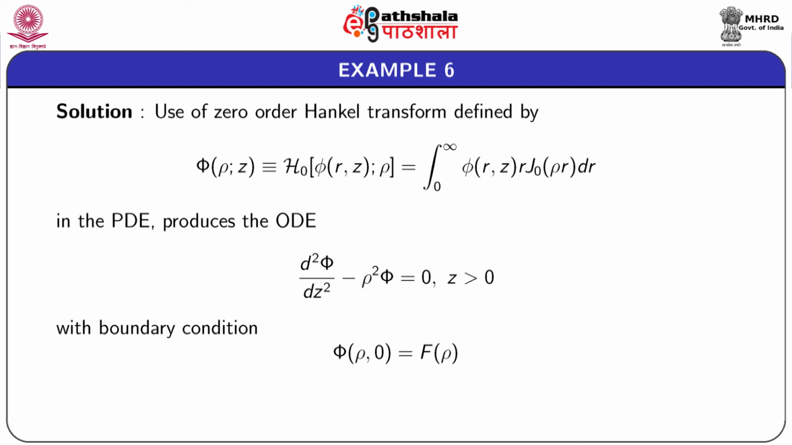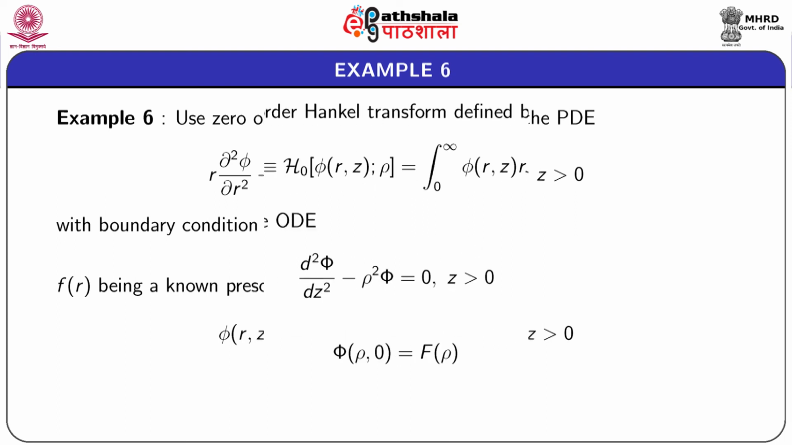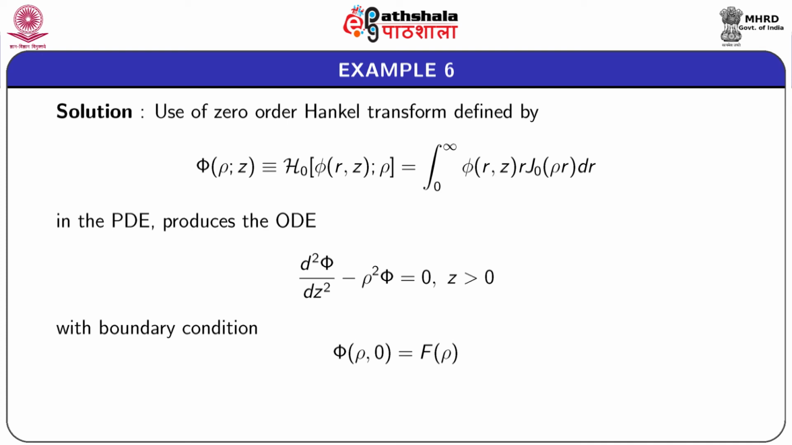For solution of this boundary value problem, we use the 0th order Hankel transform defined by capital phi of rho, z, the Hankel transform of small phi of r, z, which is denoted by H naught phi of r, z and defined as the integral from 0 to infinity of small phi of r, z, r, J naught rho r dr. Now, if we multiply this PDE on both sides by r J naught rho r and integrate between 0 to infinity with respect to r, we see that this PDE reduces to an ODE in capital phi, which is given as d2 capital phi by dz squared minus rho squared capital phi equal to 0 for z positive.